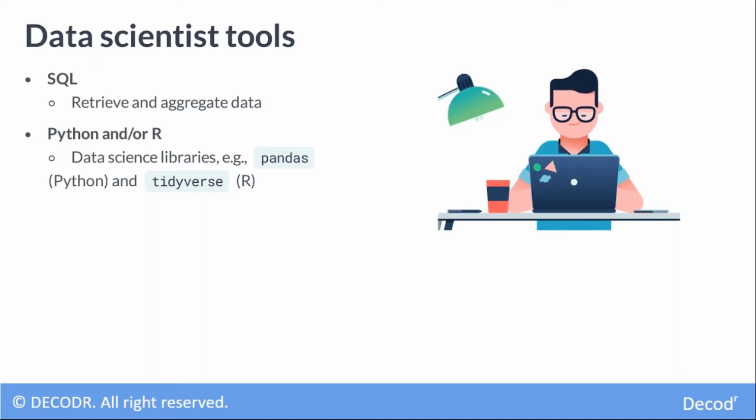Data scientists must be proficient in at least Python or R. Within these languages, they use popular data science libraries such as Pandas or Tidyverse. So these libraries contain reusable code for your common data science tasks, basically.